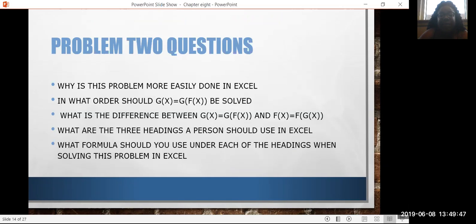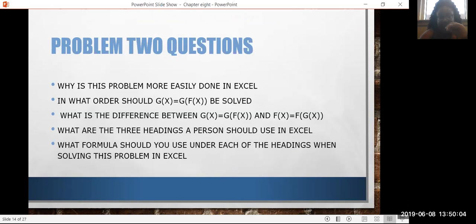So even though this one was kind of simple, you will have more problems in the future where they're more complex, so you don't want to have to do everything by hand or by calculator. You can just go into Excel and type in a certain formula or look up a certain formula and it will do it for you.